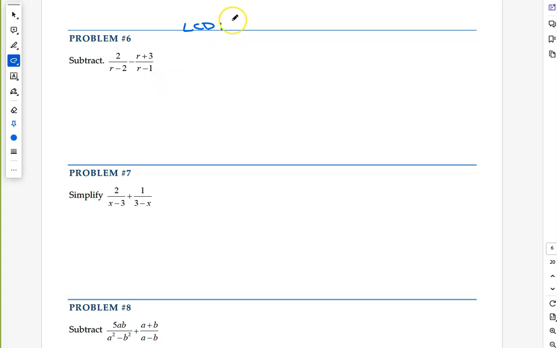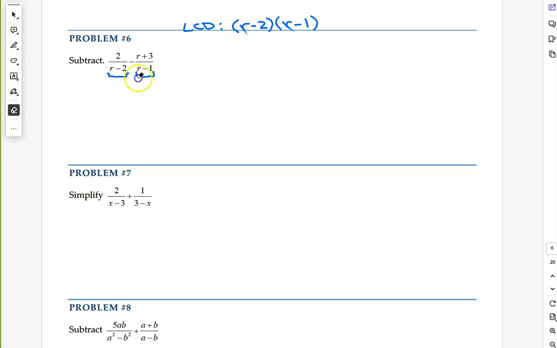So what needs to be part of it? Tell me one part of that LCD, one of the factors. Right. So this whole thing is together. I can't separate that out and I can't separate that out, right? But those are my factors that I need. So in one parenthesis, I'll have r minus 2, and then my other factor needs to be r minus 1.